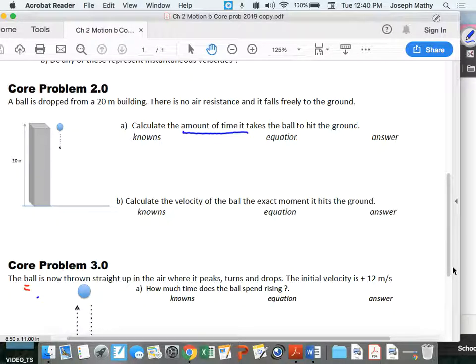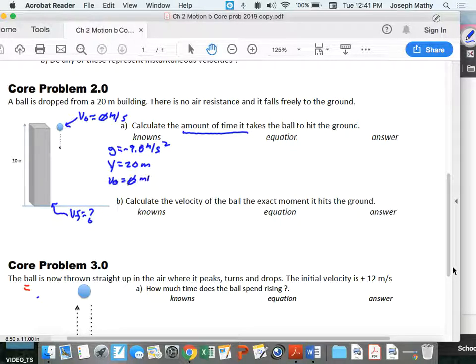Well, what do we know about this to begin with? We know that gravity equals negative 9.8 meters per second squared, because everything that falls has to deal with that. We know the height is 20 meters. And you know what else we know about the ball right here? Its initial velocity equals 0 meters per second. And we don't know the final velocity. That's still kind of an unknown, right? But we know the initial velocity equals 0 meters per second.